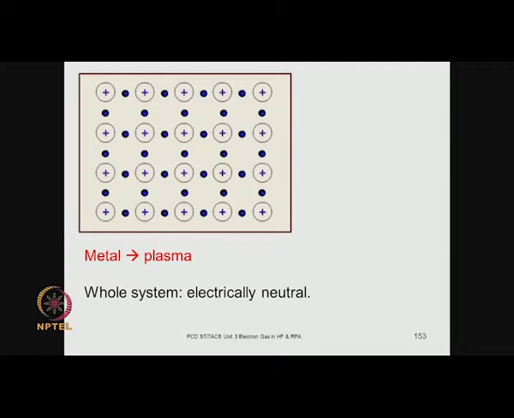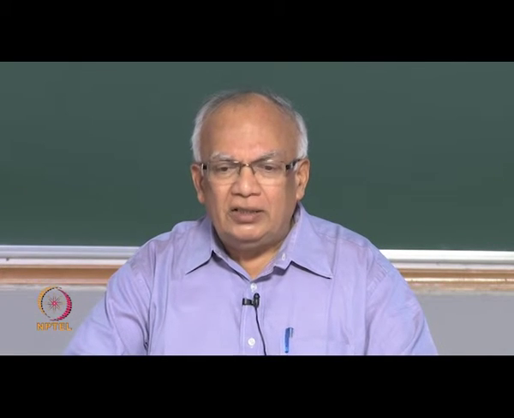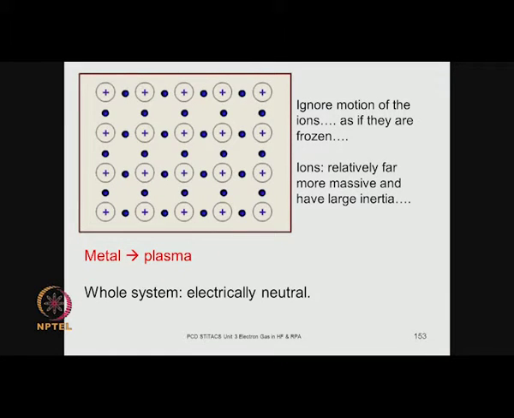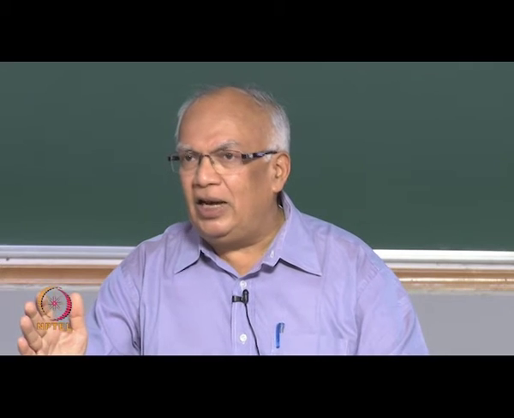Now, our picture of the electrons in metal is similar to that of a plasma, because you have an assembly of positive and negative charges. The whole system is electrically neutral. The positive charges are sort of frozen in physical space. So, their vibrations we do not consider at this point. They have far more inertia than the electrons. So, to the first approximation, we can consider them to be frozen in space.